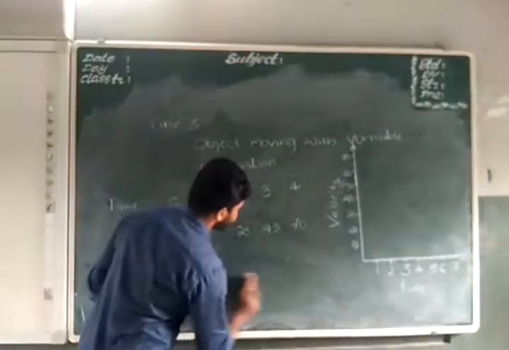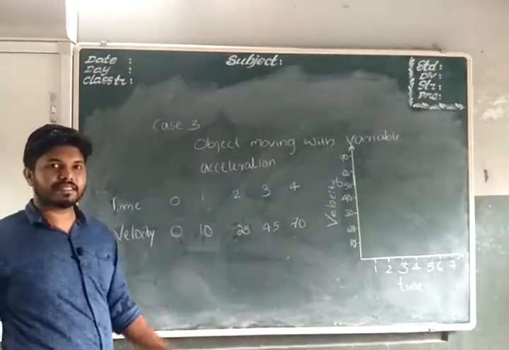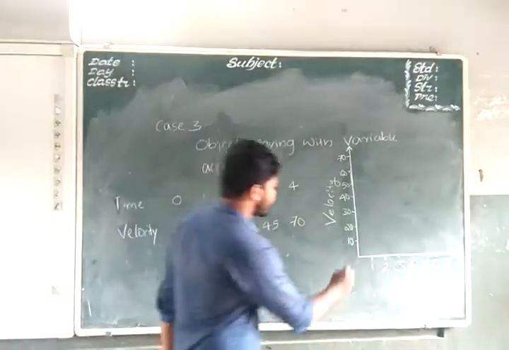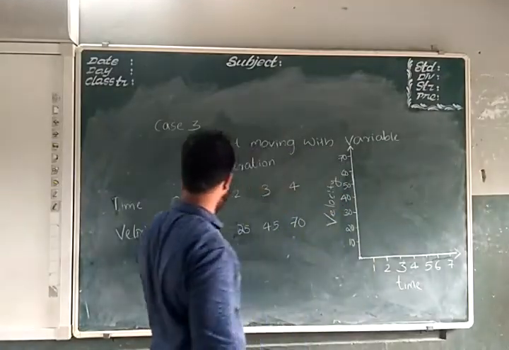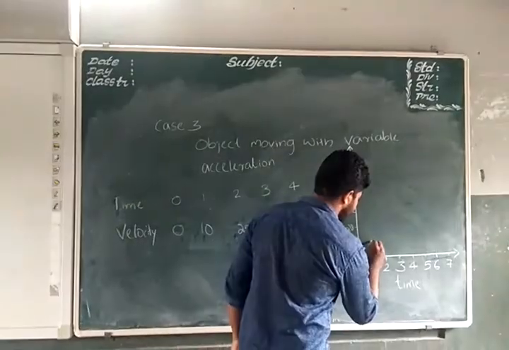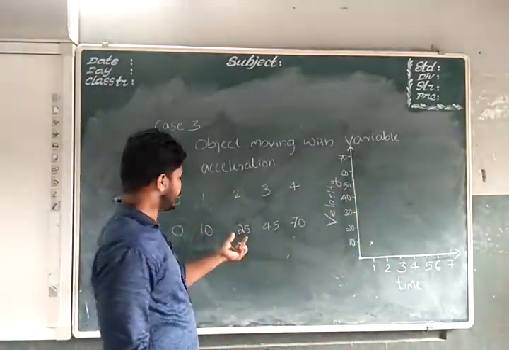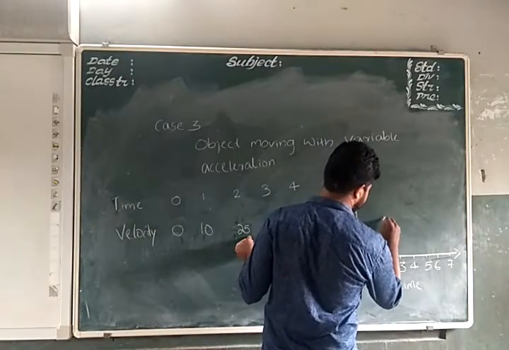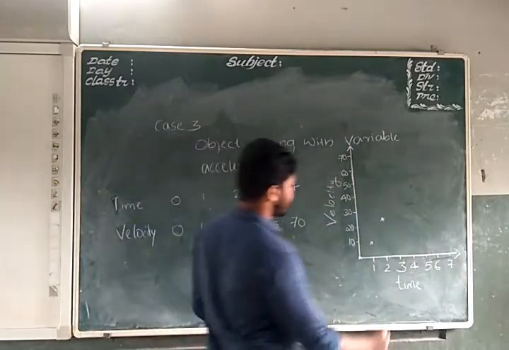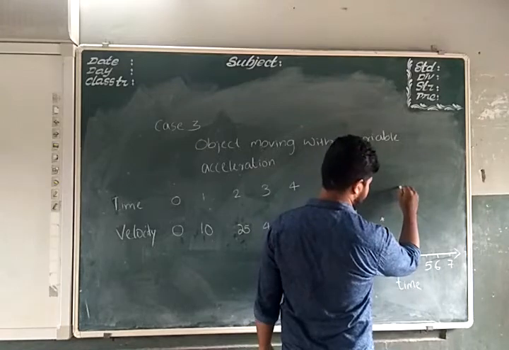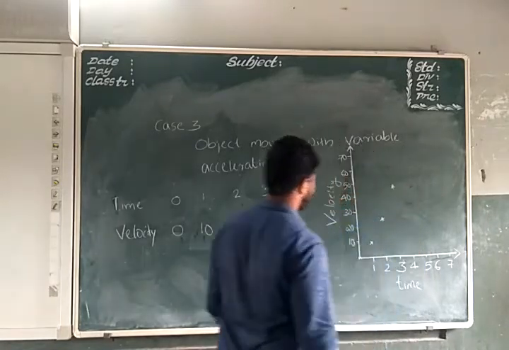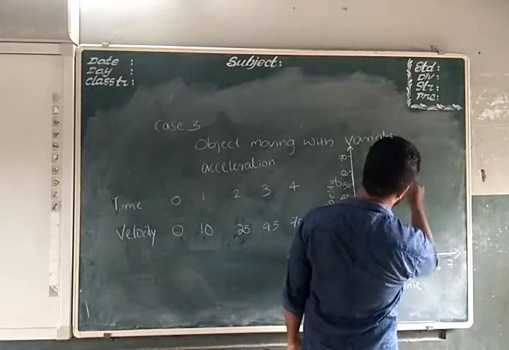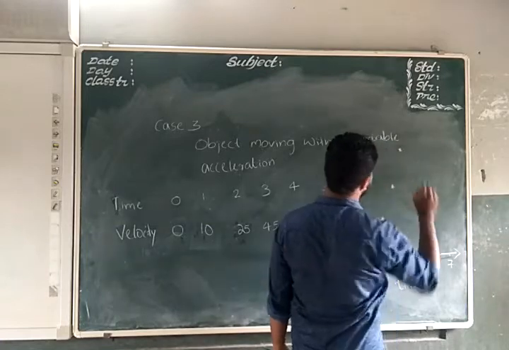And now let us draw the graph of this velocity time relation. Okay, at 0 it is 0, at position 1 it is 10, then at 2 seconds the velocity is 25, so 25 will be here. Now 3, 45 is here, yes. At 4 it's 70 will be here. So it's almost here. Okay.